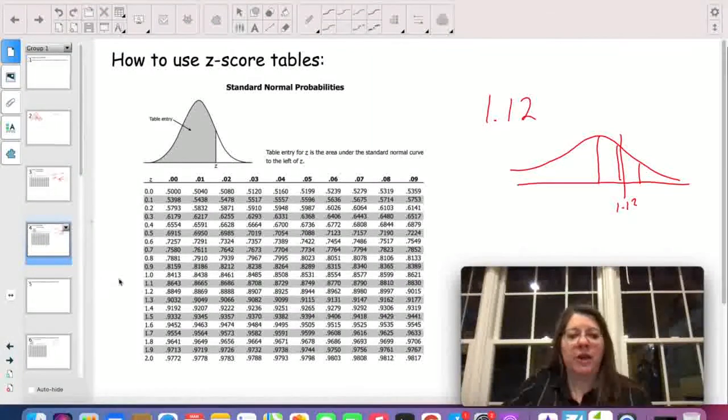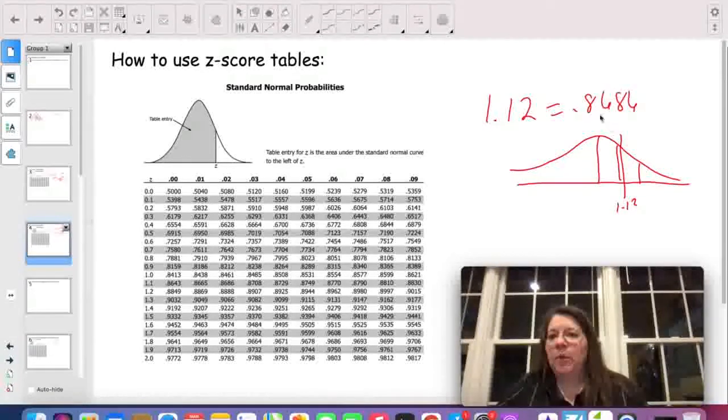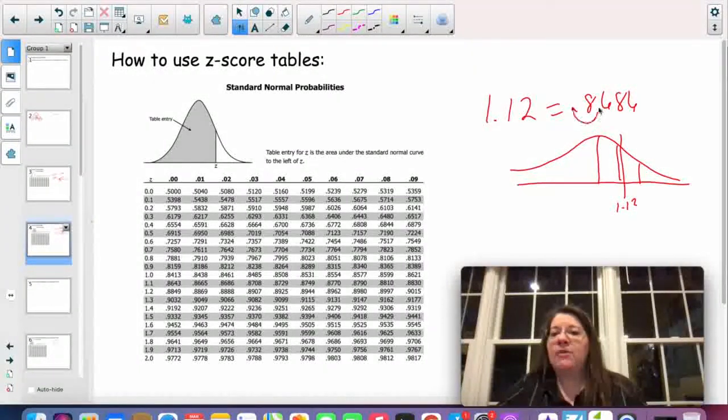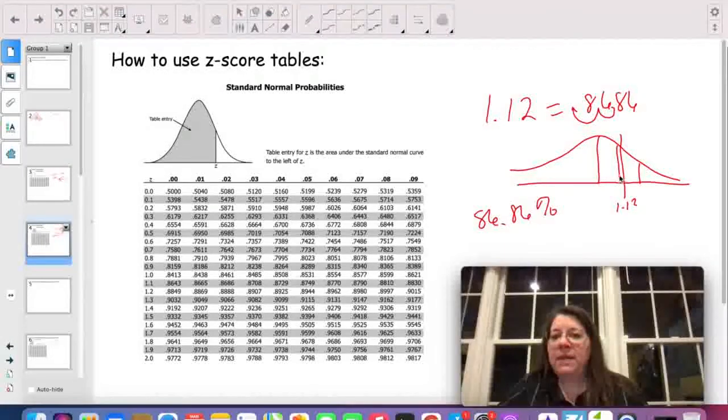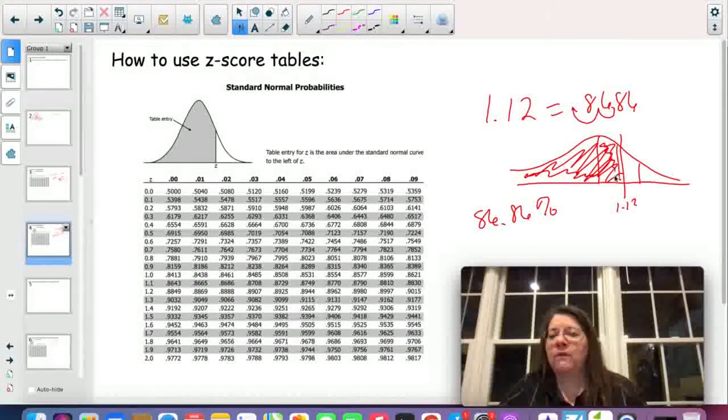If I look up 1.12 in my z-score table, the positive side, 1.1, I scroll over to where 2 is. 1.12 is 0.8686, and if I convert that to a percentage, I move the decimal 2 places to the right. So that gives me 86.86%. So what that means is 86.86% of the data lies to the left of a z-score of 1.12.